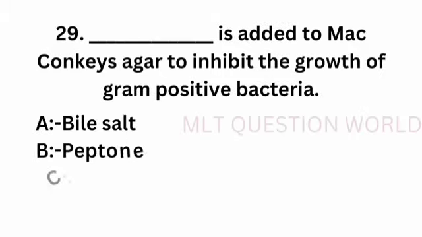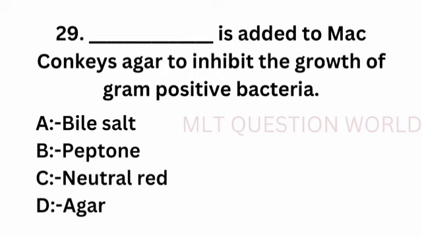Question number 29. Dash is added to MacConkey agar to inhibit the growth of gram-positive bacteria. Option A, bile salt. Option B, peptone. Option C, neutral red. Option D, agar. Which of the following inhibits the growth of gram-positive bacteria in a MacConkey agar?